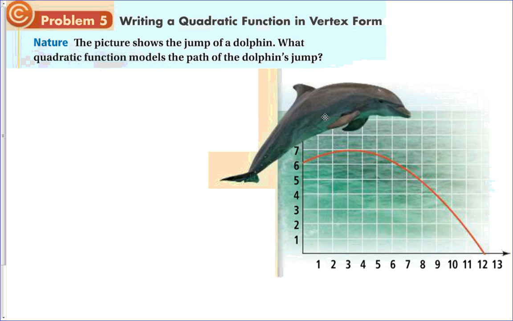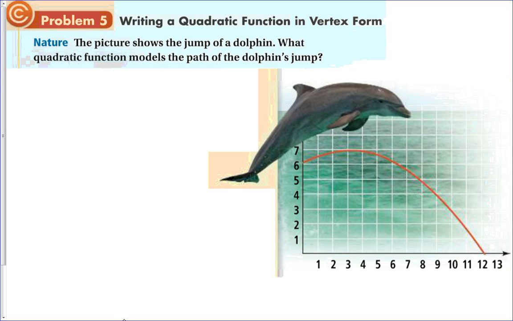Writing a quadratic function in vertex form. Now, this is not as hard as it sounds. It takes a little bit of work, but it's not as hard as it sounds. The picture shows the jump of a dolphin. What quadratic function models the path of the dolphin's jump? So we're going to write an equation for this red line right here.